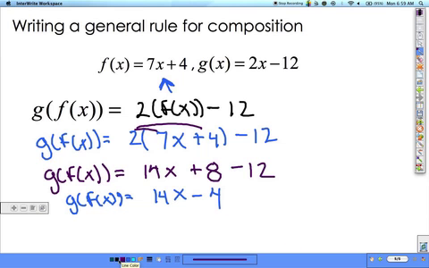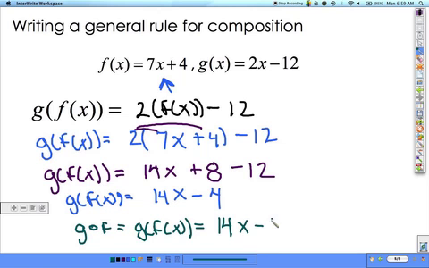And I should just go ahead and write both versions. So I have now g composed with f, which is the same as g of f of x, equals 14x minus 4, which of course is different than f of g of x. So you know that the two functions composed in a different order actually mean different things.